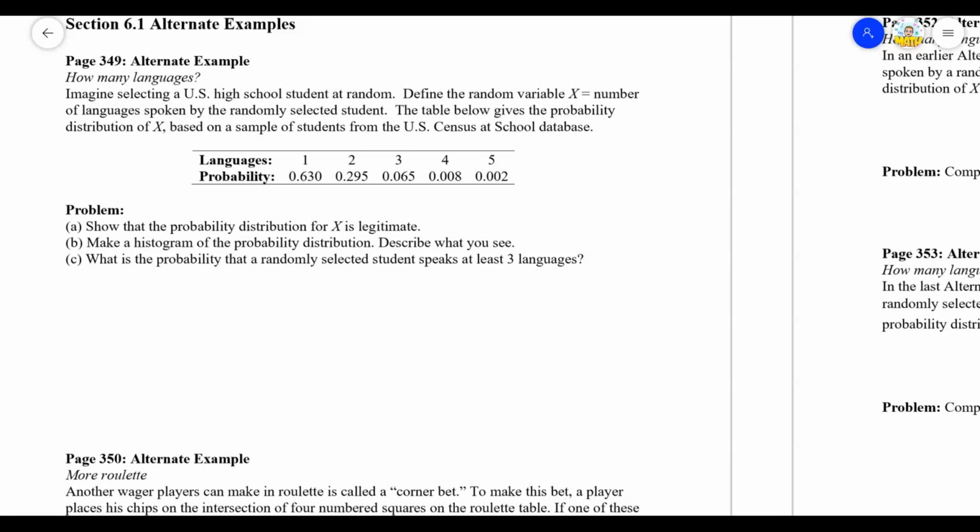Show that the probability distribution of x is legitimate. How do I do that? This should be review from chapter 5. We just add up all the probabilities. 0.63 plus 0.295 plus 0.065 plus 0.008 plus 0.002. We need for all of those to add up to 1, and they did, and that shows that it's a legitimate probability distribution.